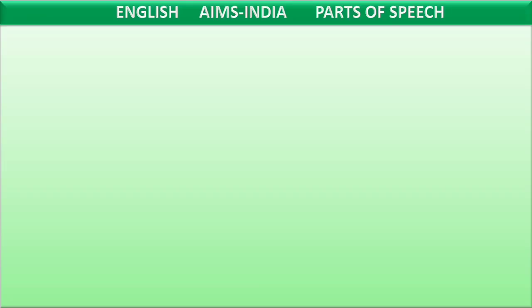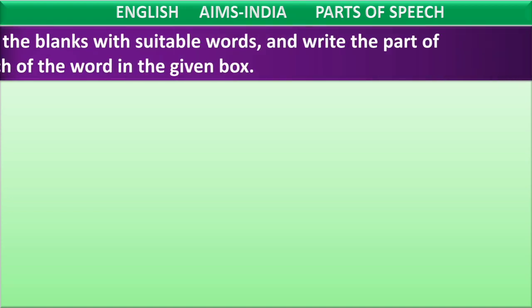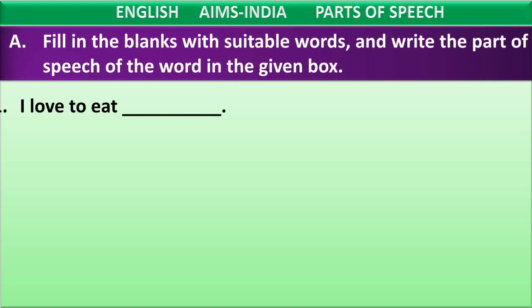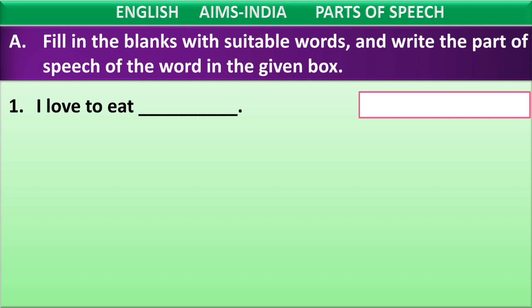Clear? Now let us do some exercises here. You have to fill in the blanks with suitable words and write the part of speech of the word in the given box. So, I love to eat dash. For example, I love to eat sweets, mangoes, pizza, burger, whatever it may be. But it is a thing, an eatable item. Because it is a thing here, this becomes a noun.